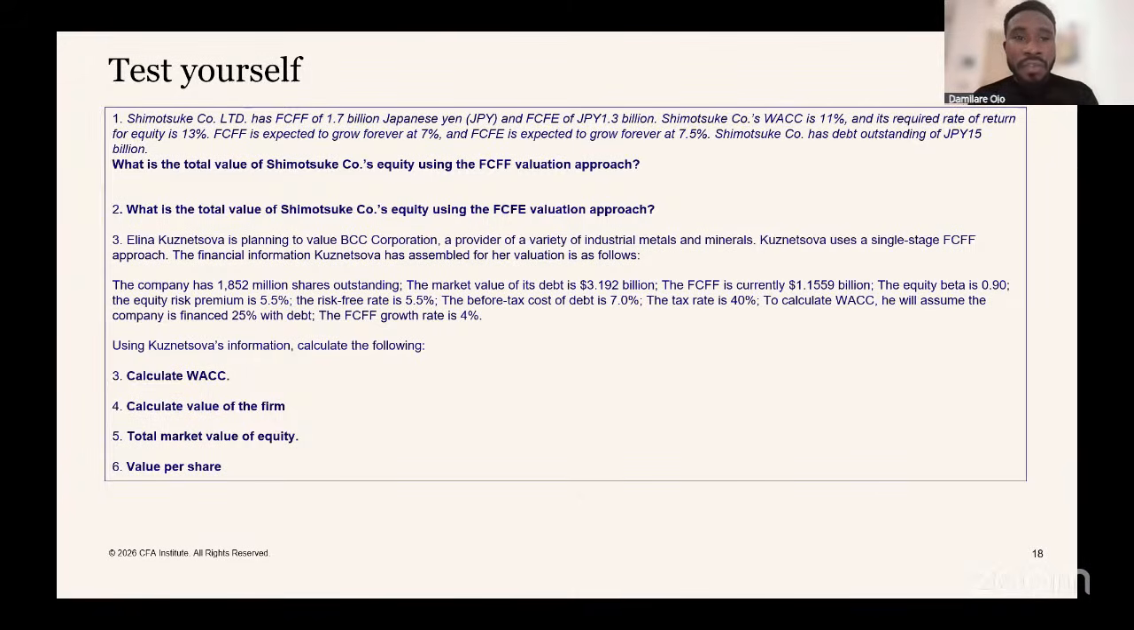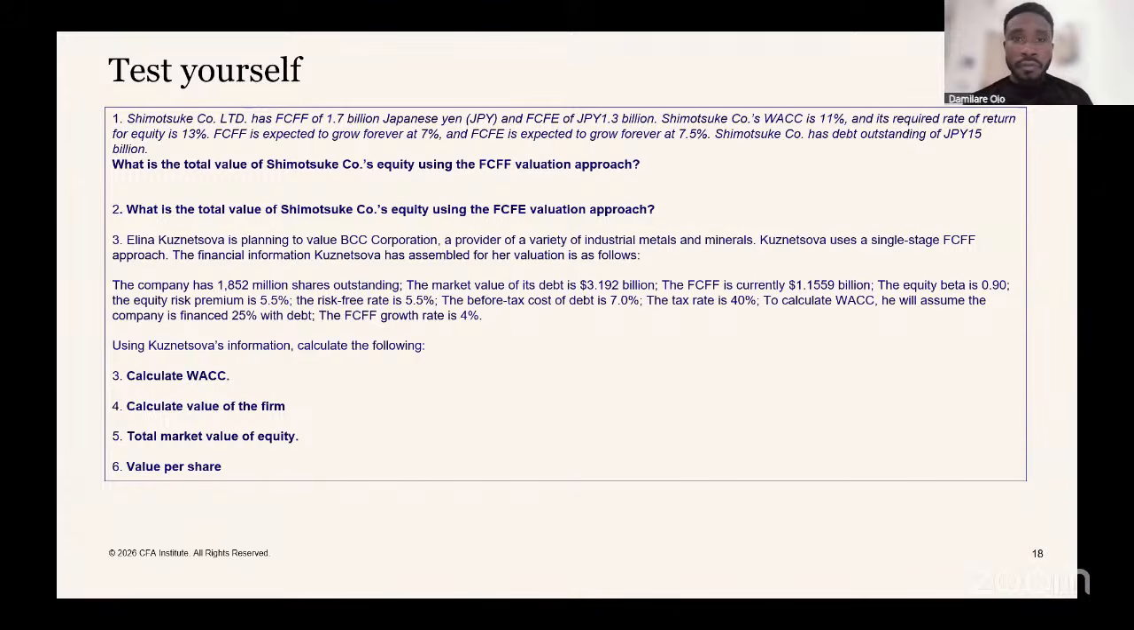Okay, FCFF is 1.7 billion, FCFE is 1.3 billion. Their WACC is 11%, required rate of return is 13%. FCFF is expected to grow forever at 7%, so you have a constant growth rate, and FCFE its growth rate is 7.5%. They have an outstanding debt of 15 billion.